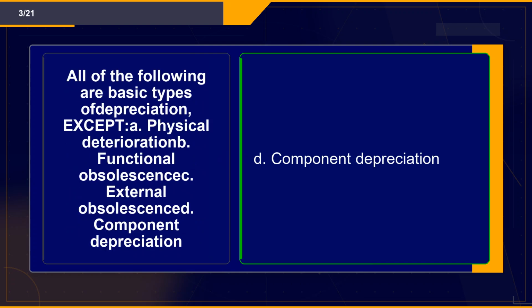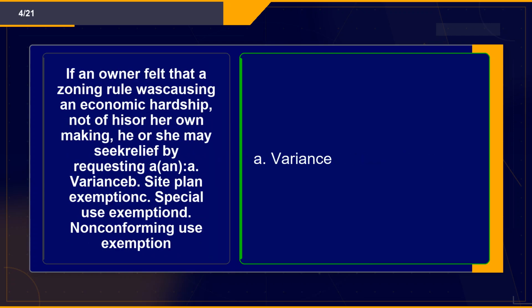Flashcard 3. Term. All of the following are basic types of depreciation, except A. Physical deterioration, B. Functional obsolescence, C. External obsolescence, D. Component depreciation. Definition. D. Component depreciation.